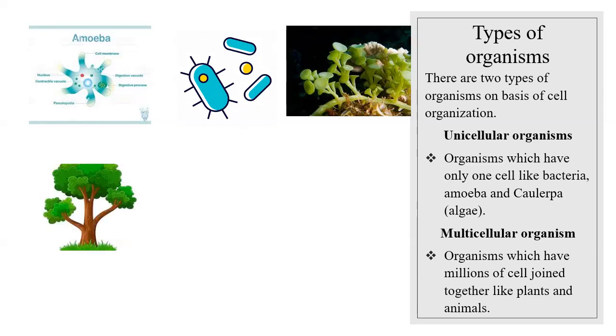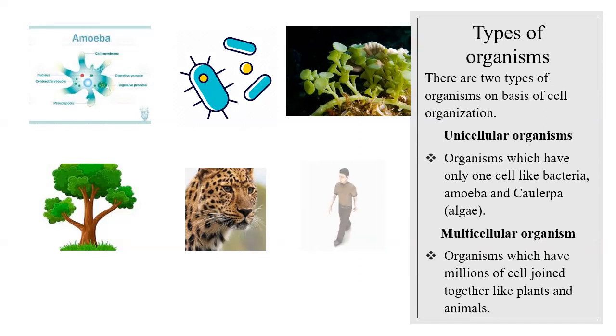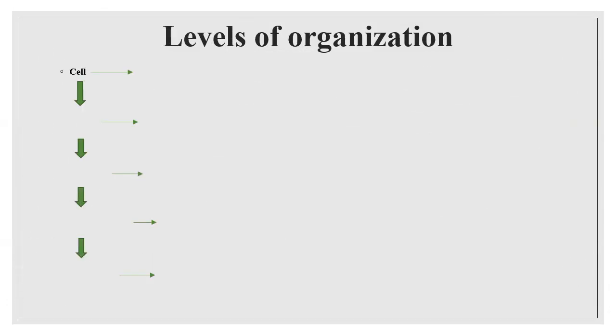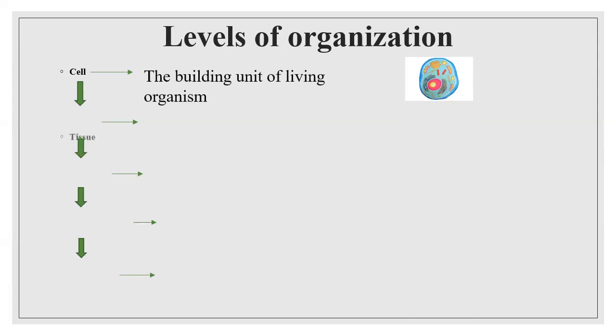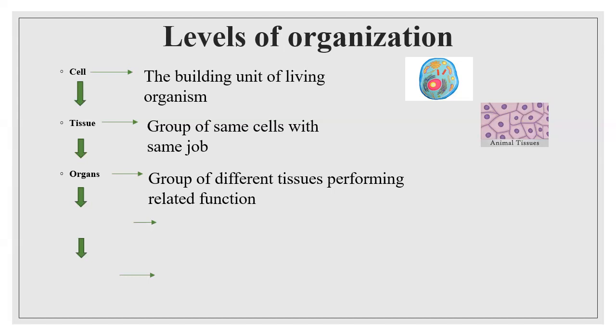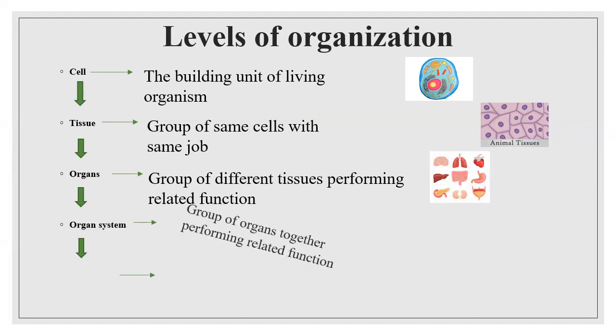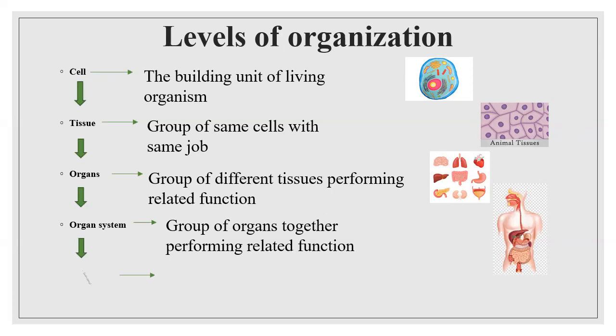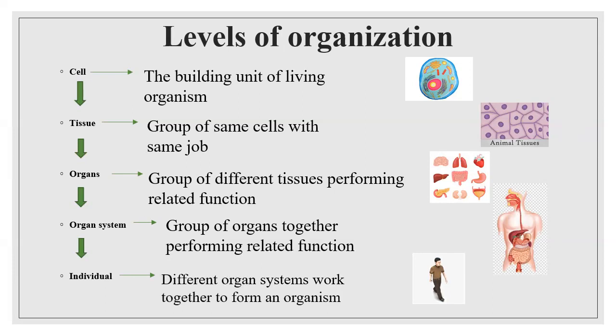In front of you, you can see levels of organization are of 5 types: cells, tissues, organs, organ system, and individual. You have to learn and memorize all of these levels in sequence. Cells are the smallest level and individual is the highest level. So the first simplest level is cell. The definition of a cell is the building unit of a living organism. You can see two types of cells, plant cells and animal cells. Here is the picture of an animal cell.